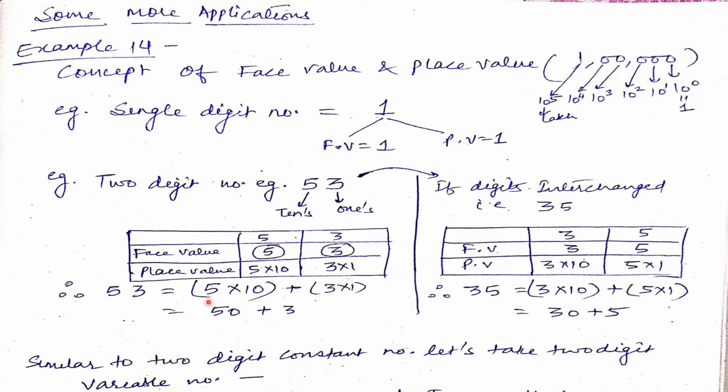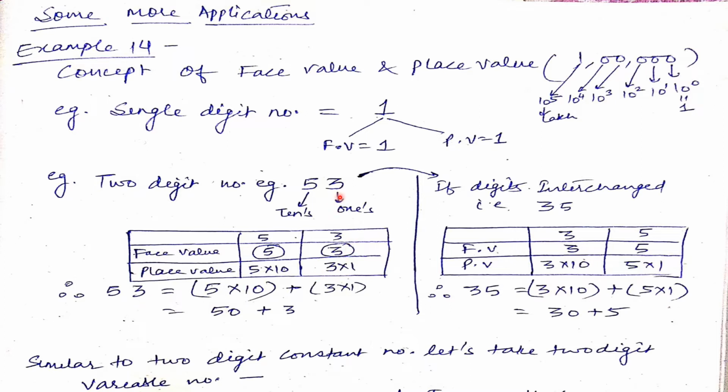Now you can see 53 can be written as 5 into 10 plus 3 into 1. 5 into 10 is 50, plus 3. If you add these two, what will you get? 53. Got it? So it is actually the place value which we add to get the number. Because if you add 5 plus 3, you will get 8 only, not the number. But if you add the place values, then only you will get the number.